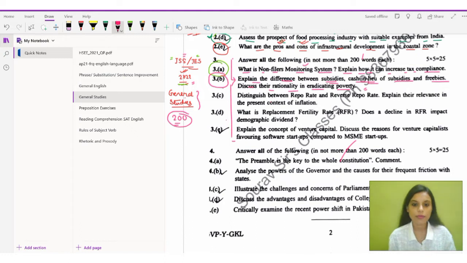So in today's class, I would be focusing only on question number 3C. This is the 2022 question paper, General Studies of ISS and IES, focusing on 3C. Distinguish between repo rate and reverse repo rate. Explain their relevance in the present context of inflation. First, you need to talk about repo rate, then reverse repo rate. Then you need to talk about how these are affecting the present context of inflation, how these things are working.